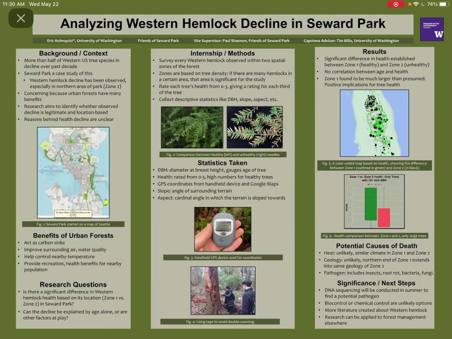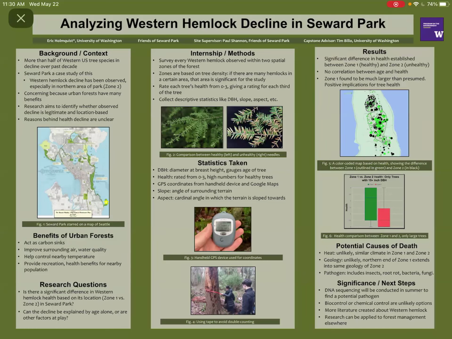As it turned out, as you can see in figure 6, diameter and health were not correlated at all, so this contradicts the natural senescence theory that is widespread in forest ecology and says that the widespread tree death seen in Seward Park tends to be ascribable to age alone. So something else is happening here. Something else is contributing to the decline in hemlock health.